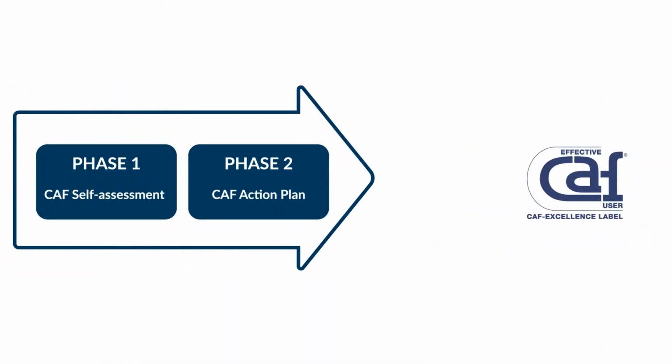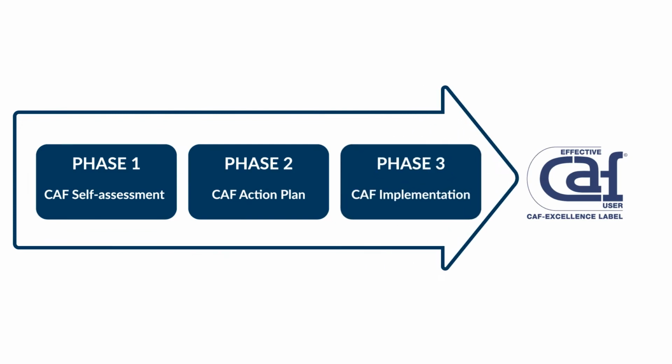Phase 2 is the CAF Action Plan. It specifies implementing the suggestions for improvement by prioritizing the individual measures. It provides time frame, responsibilities, and required resources. Phase 3 is CAF implementation. It implies implementing the measures and the projects defined in the CAF Action Plan. So this is the most comprehensive CAF program phase.